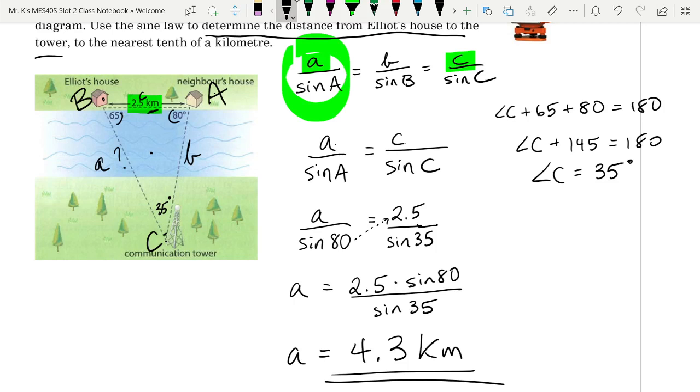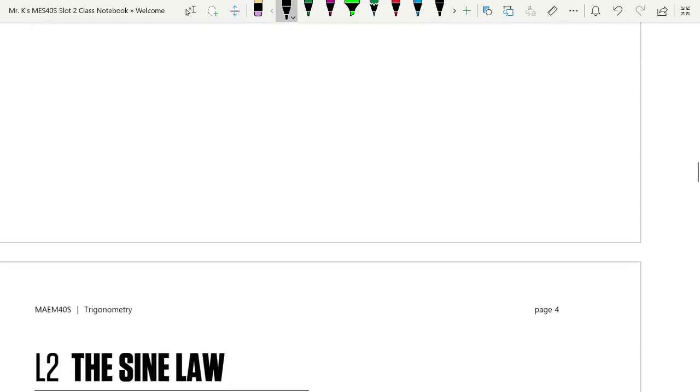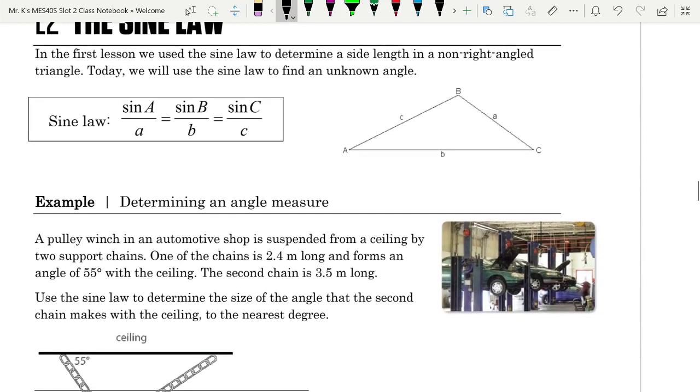I'll answer any questions if you're stuck. Anybody not get this number when they punch buttons? Did it work? Okay. All right. What if we had to figure out an angle? So go to the next page. And there's the formula with the angles on top.